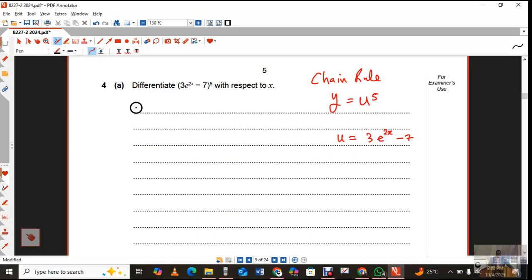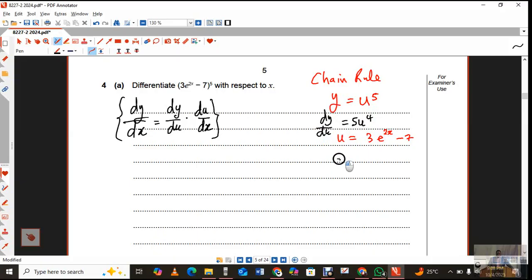So what does the chain rule say? The chain rule says dy/dx is equal to dy/du times du/dx. So dy/du becomes 5u to the power 4. And du/dx, it's very important that you do not get this wrong, the 2 comes here, then it's e raised to the 2x. The derivative of negative 7 is 0, which gives 6e to the 2x.